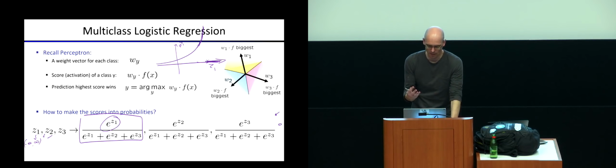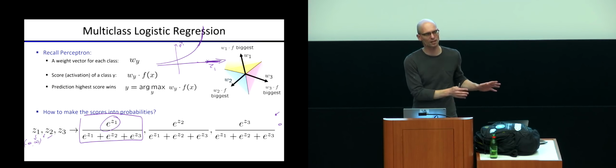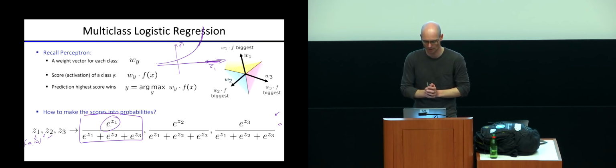So we get the right kind of properties here. If you're higher than the others, you will have the highest probability. If you're lower than the others, you'll have the lowest probability. If you're in the middle, you'll have the middle probability.